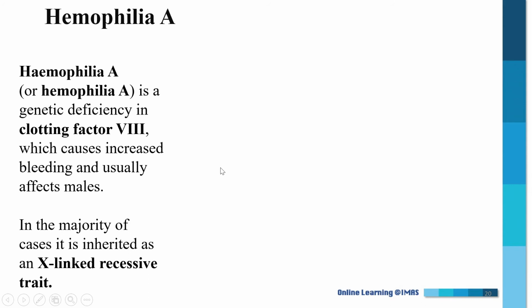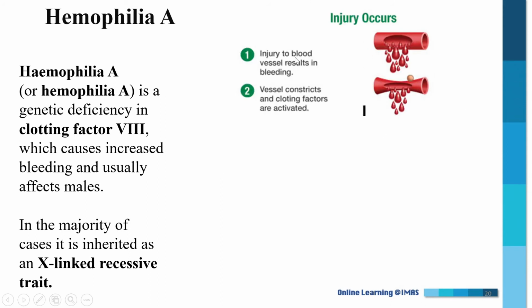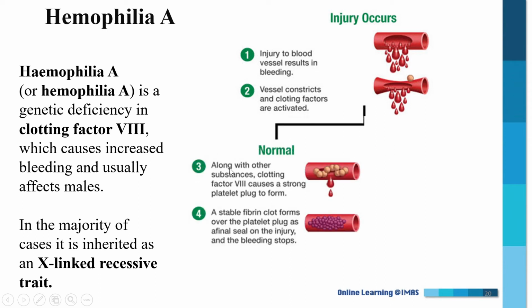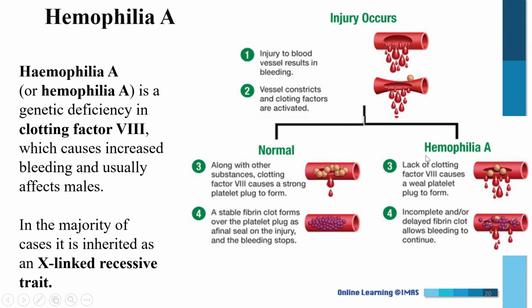So normally when you cut yourself and start bleeding, what will happen? In normal people, some clotting factors, including clotting factor 8, will cause a strong platelet plug to form, and a fibrin network will stop the bleeding. But in people affected with hemophilia A, they are lacking factor 8, and this will cause a weak reaction of the platelets, so the bleeding will continue.